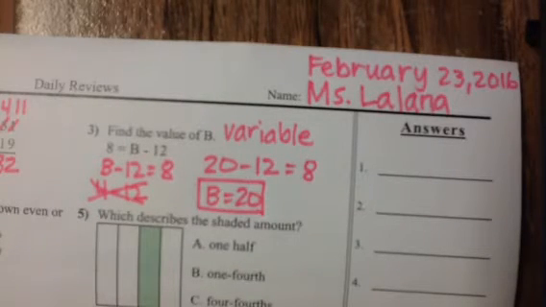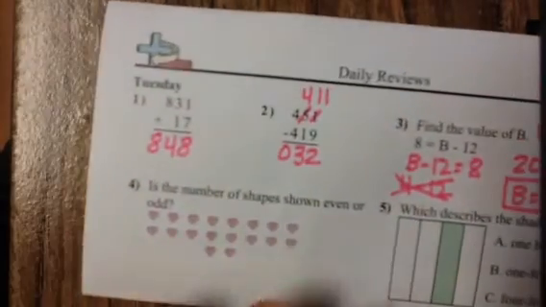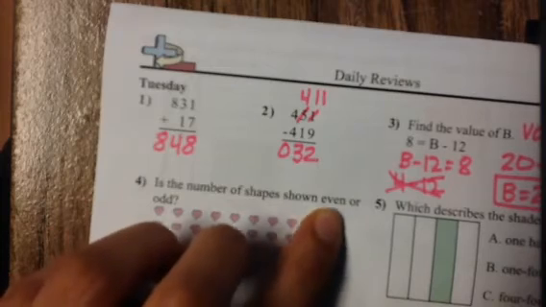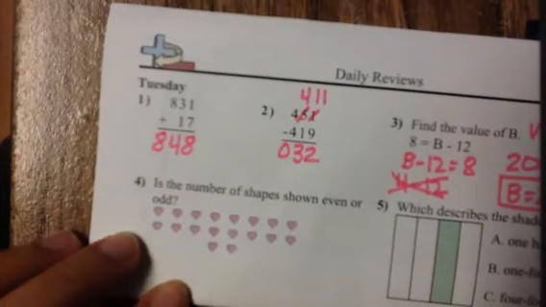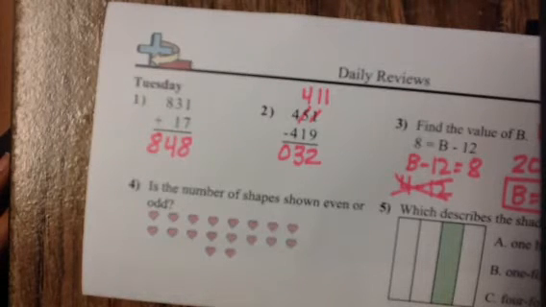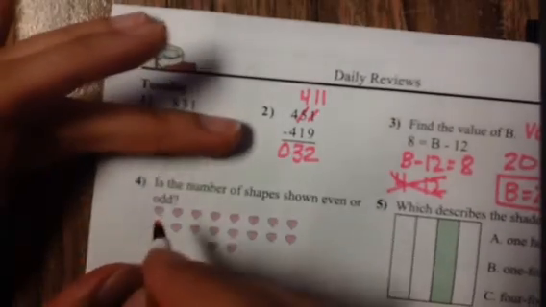All right, you ready for number 4? All right, let's do number 4. Number 4 says, is the number of shapes shown even or odd? Okay, so 2 ways we can figure that out. First way, let's do what? Match up our pictures. So we're going to match up the hearts together.